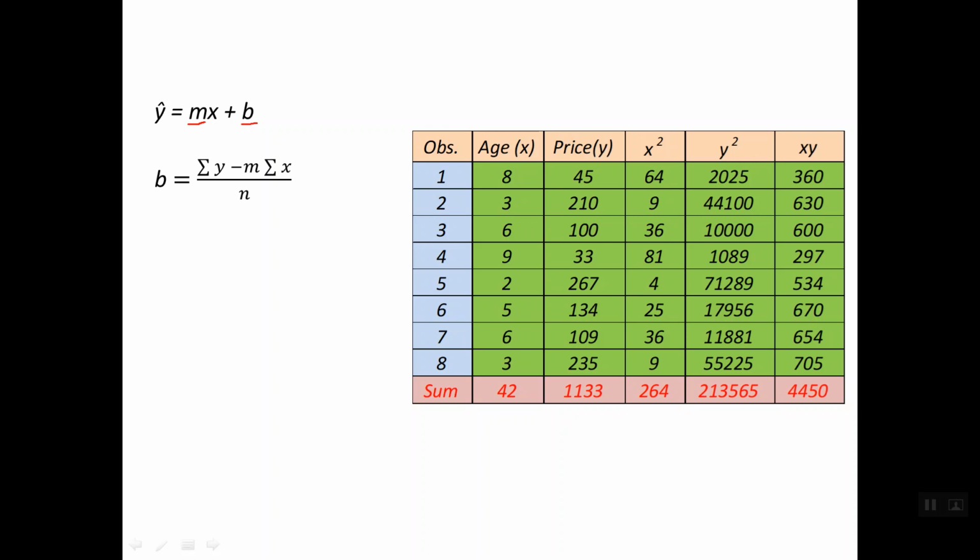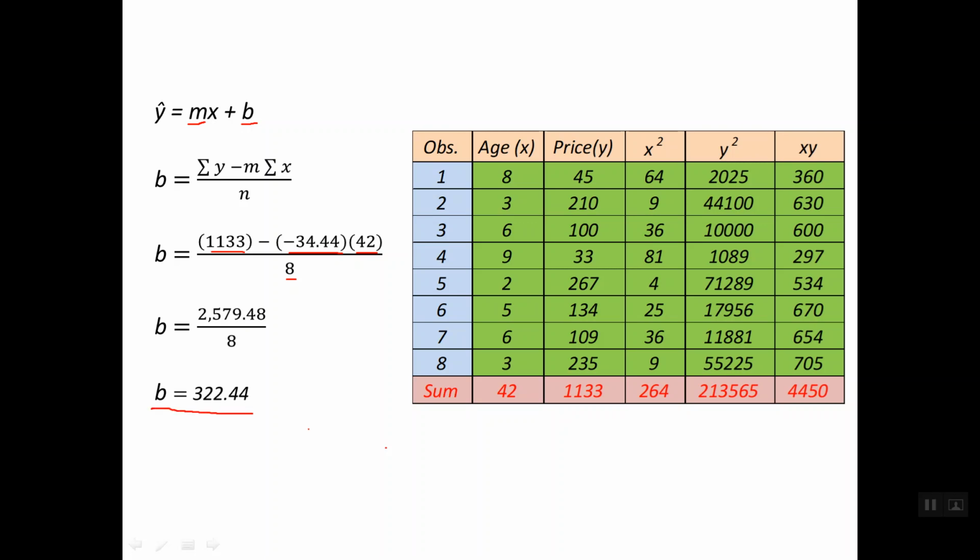This is the formula to get the value of b: sum of y minus m multiplied by sum of x, all divided by n. So this is the sum of y, this is the calculated value of m, this is the sum of x, and this is the value of n. If we proceed, we'll see that the value of b is 322.44. Now we can conclude the equation of the straight regression line: y hat equals minus 34.44 multiplied by x plus 322.44.